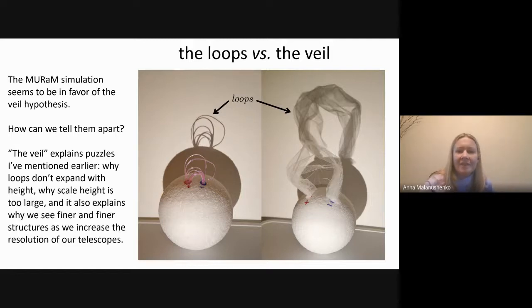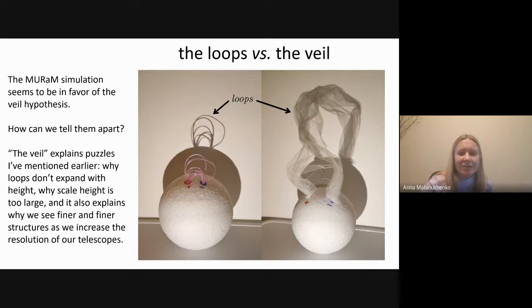Now, the veil explains quite a lot of puzzles that I've mentioned earlier, such as, why do loops not expand with height if they are a manifestation of magnetic flux tubes? Well, if they are optical artifacts, if they're caustics, of course they will not expand with height. And of course their observed pressure scale height will be too large. And of course, we will see finer and finer structures as we increase the resolution of our telescopes.